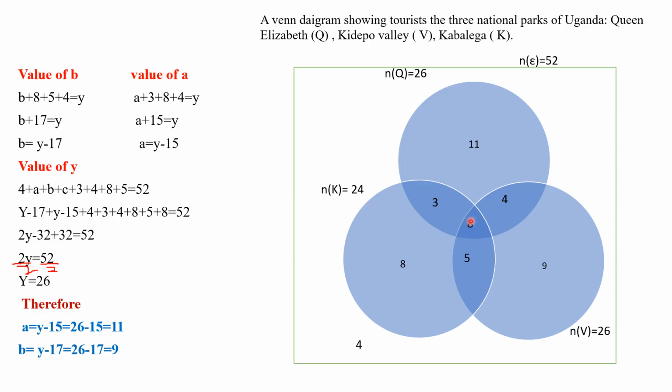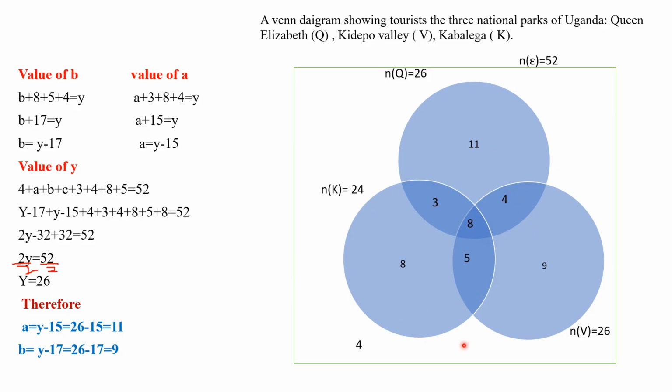Even add all these. This is 12, 8 plus 4, then plus 9, that is 21, then plus 5, I get 26. Nice. Then also here 11 plus 8, that is 19, plus 3, that is 22, plus 4, that is 26. And you can see that those who had visited Queen Elizabeth and Kidepo Valley are the same. All were the same in number.